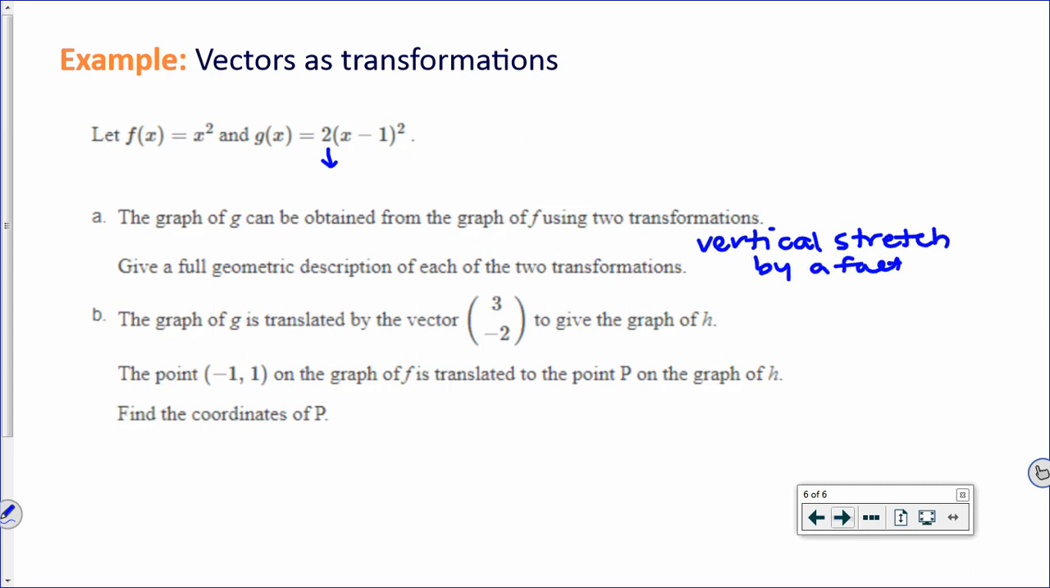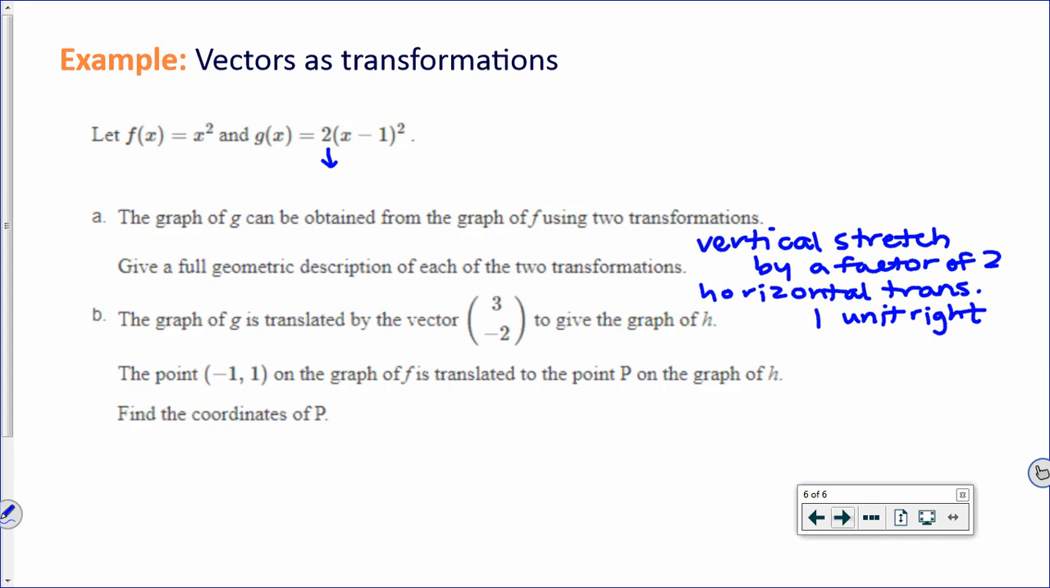And what else do we have? We have a -1 inside the parentheses, so that's going to be a horizontal translation 1 unit, and it's to the right, because you do the opposite of what it says if it's inside the parentheses with x. And then part B says the graph of g is going to be further translated by a vector, 3, -2.